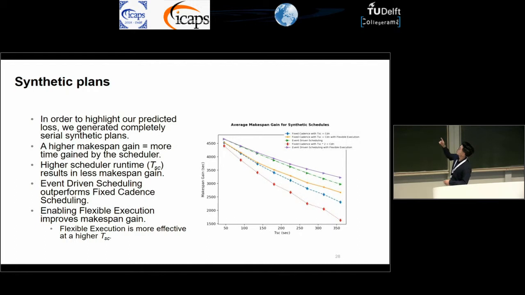And the second trend that you can see, the green line up there, that's event-driven scheduling without flexible execution. You can see that it drastically improves over the red line on the bottom, which is fixed cadence scheduling. And also you can see the purple line on top, which is event-driven scheduling with flexible execution. That, again, provides some improvement, but you can see that flexible execution has a better performance, especially when there is a longer scheduler runtime.